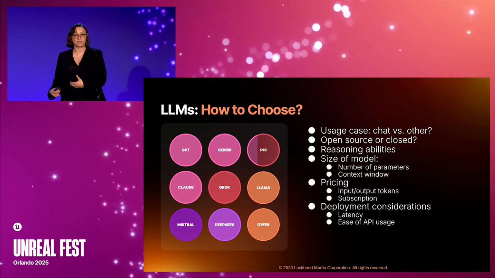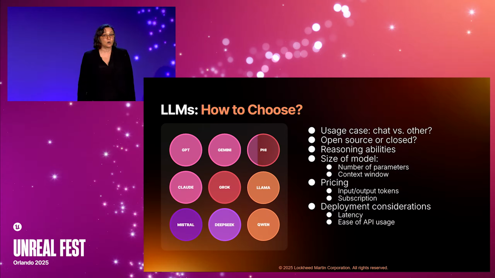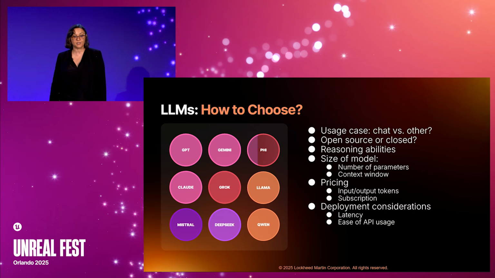A second consideration is really open source or closed. Would you rather use a model where the code has been released, the weights have been released, you can download it and run it on your own computer, or would you rather use one of the closed models? Typically, the closed models are the more powerful models, but often come with increased pricing. You might get better bang for your buck by going with a smaller open source model which you configure for your special use case.